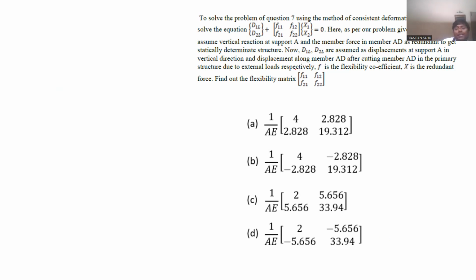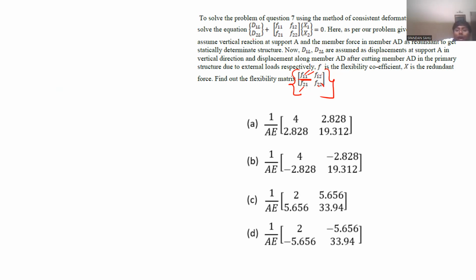This is called the flexibility matrix. And F11 denotes displacement at 1 due to unit load at 1. F21, displacement at 2 due to unit load at 1. Similarly, displacement at 1 due to unit load at 2. Displacement at 2 due to unit load at 2.